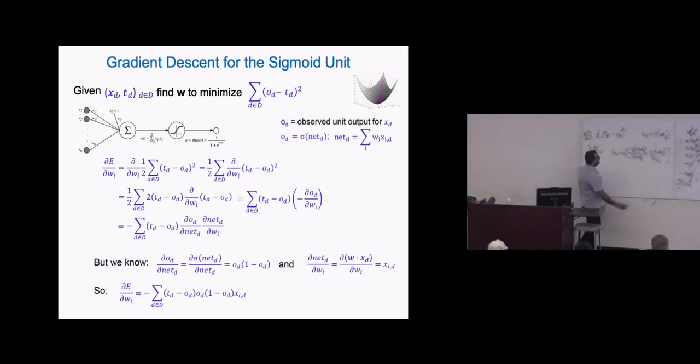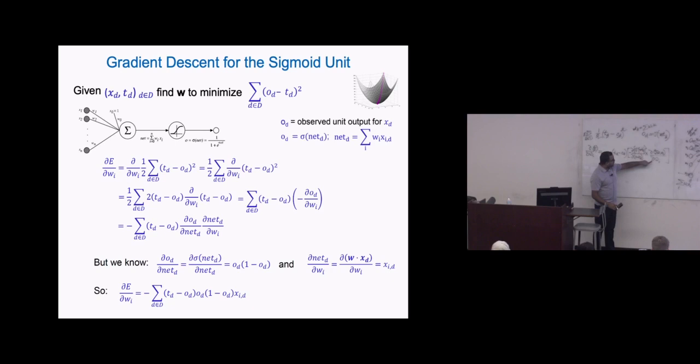And what did we define for net D? What is net D actually? What is the definition of net D? Net D is what? Sum of Wi xi. It's the dot product. Good. Okay. So this is the sum of Wi xi. Okay, now it looks good.